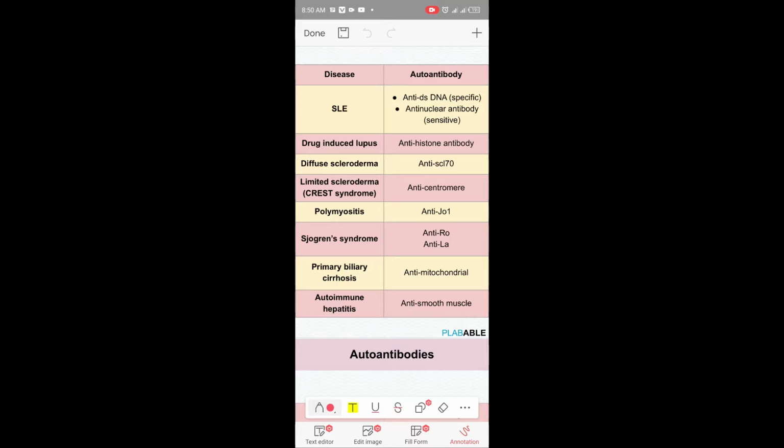For primary biliary cirrhosis, anti-mitochondrial antibodies, that is AMA. For autoimmune hepatitis, anti-smooth muscle antibodies. You need to remember these things. Sometimes we are a little bit confused because there are so many antibodies, but you need to remember those.